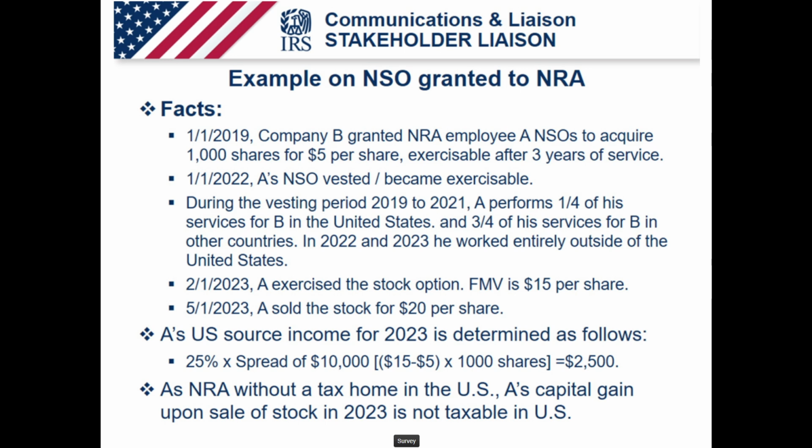During the vesting period, which is from January 1st, 2019 through January 1st, 2022, non-resident alien A worked for Company B and performed 25% of his services within the United States and 75% of his services outside of the United States. For the 2022 and 2023 years, non-resident alien A performed 100% of his services outside of the U.S. and was not in the U.S. for 183 days or more during those 2 years. So, on February 1st, 2023, non-resident alien A exercised all of the options at a fair market value of $15 per share.